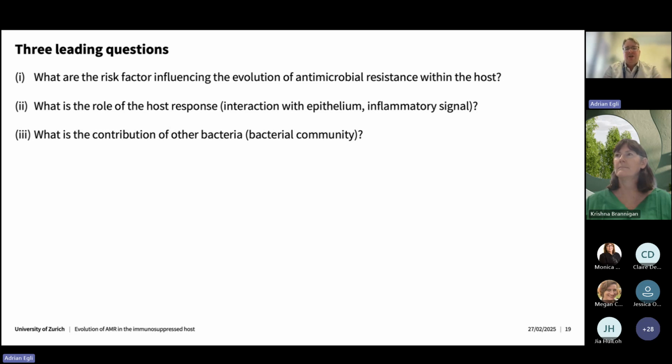And then the third question is, what is the contribution of other bacteria? Because obviously in the gut, you have a lot of other bacteria. In abscesses, very often you also have more than one species.